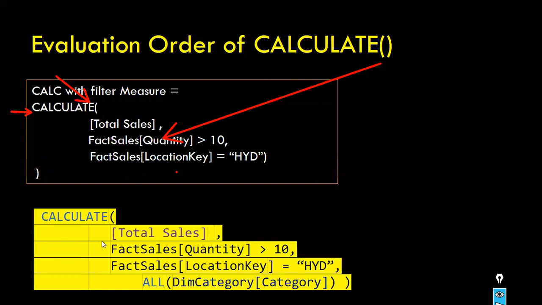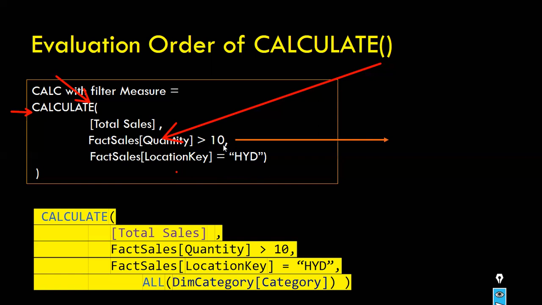Okay, the next one is this one. Now let us take a look at this measure. Here also the same thing. The first argument is total sales, the second argument is quantity greater than 10. Here I have added another filtering condition: fact location key equal to Hyderabad. See, I have added another condition here. This is also a filtering criteria. Now we have two filtering criteria. Now you tell me, of these three arguments, which one will get evaluated first?